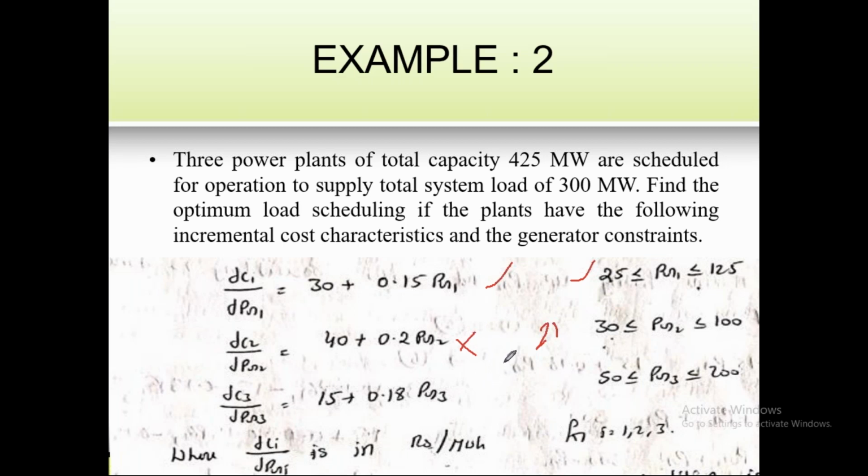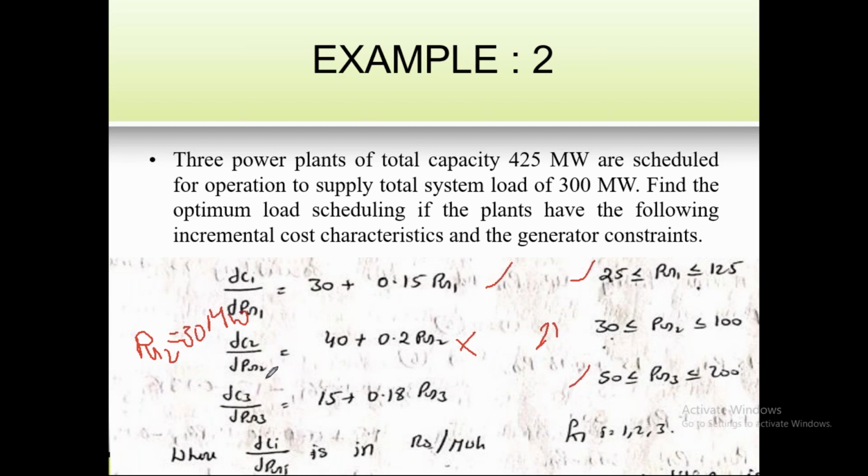Next, what is the third one? We got 169 point something. So this is within the limits. In this condition, if any value exceeds its limits, what we have to consider is, here the PG2 value has exceeded its limits, that is we got 27. At that time, the PG2 value should be considered as 30 megawatt. So this is the way of calculating.